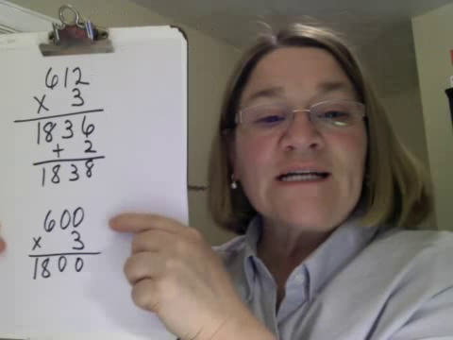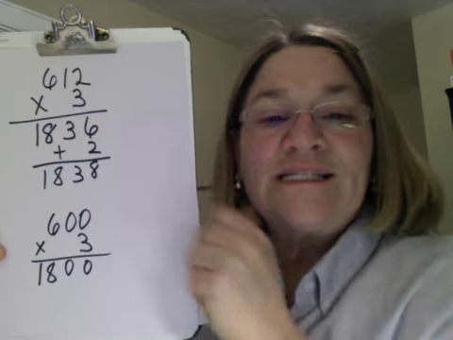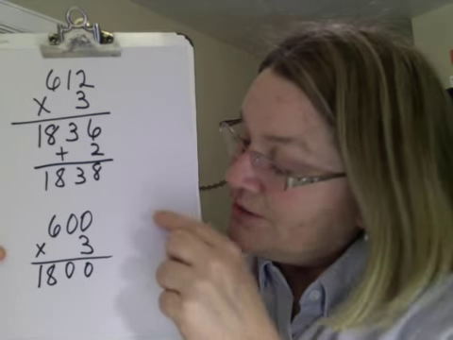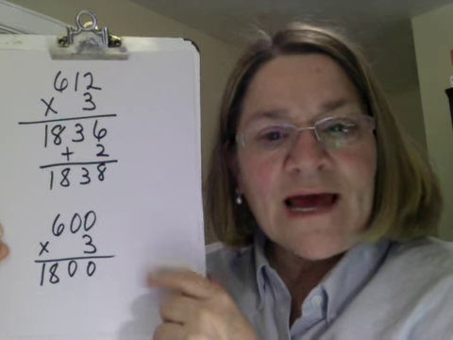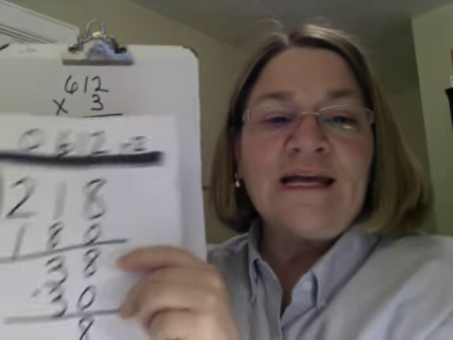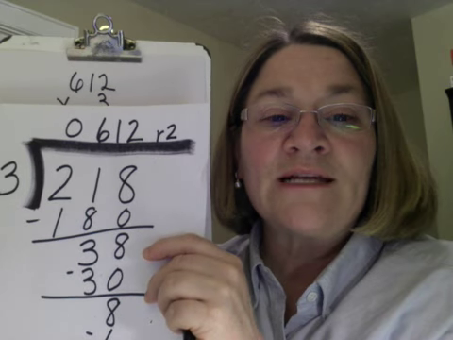Here's how we checked to see if it was right. We multiplied it exactly, but we could save ourselves time by just doing an estimate of what that answer would be, and it would be 1,800. And again, we know that that isn't even close, nowhere near close to 218.